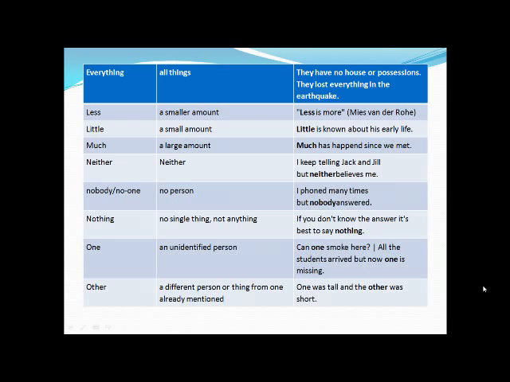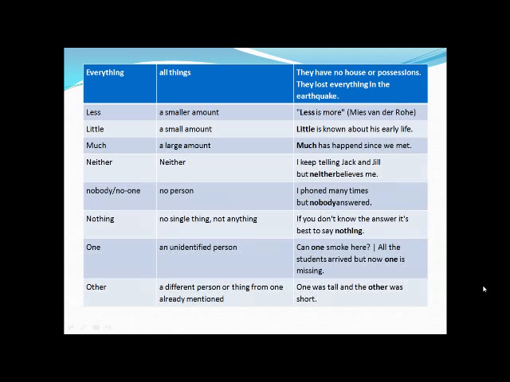And less. This means a smaller amount. For example, less is more. And little. This means a small amount. For example, little is known about his early life. And much. This means a large amount. For example, much has happened since we met. And neither. This means not one or the other. For example, I keep telling Jack and Jill, but neither believes me.